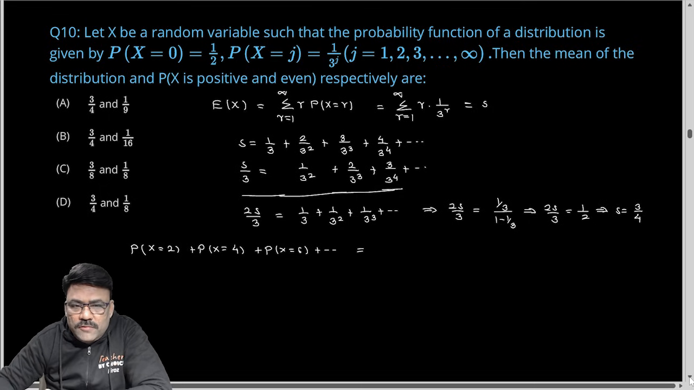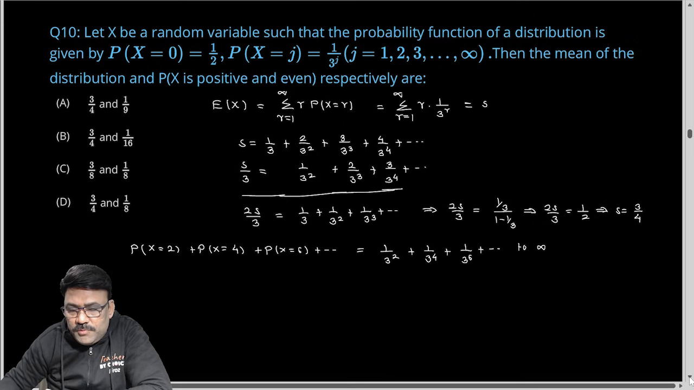So obviously probability of x is equal to j is 1 by 3 raised to j. It is 1 by 3 square, then 1 by 3 4, then 1 by 3 6, and this goes to infinity. Now again this is an infinite GP with first term 1 by 9, common ratio also 1 by 9. 9 cancel, so this is 1 by 8.